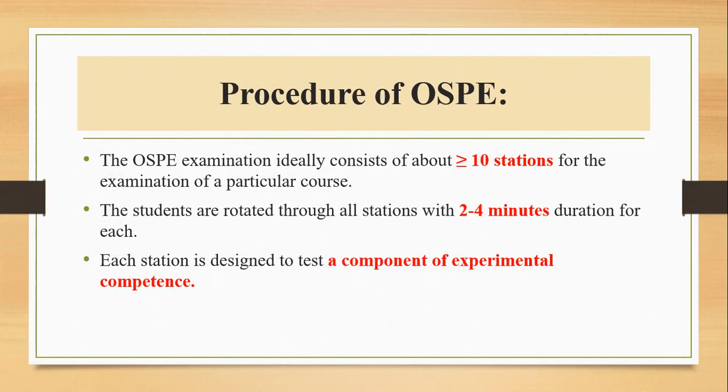Procedure of OSPE. The OSPE examination ideally consists of about more than or equal to 10 stations for the examination of a particular course. Then the students are rotated through all stations with 2 to 4 minutes duration for each. Each station is designed to test a component of experimental competence.